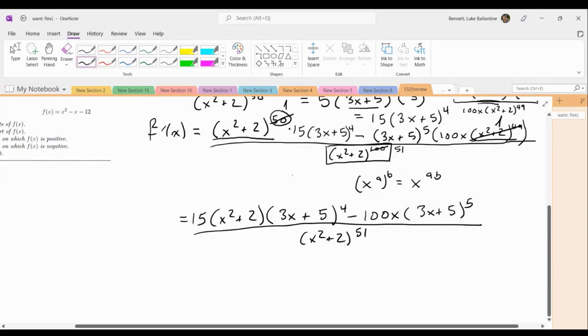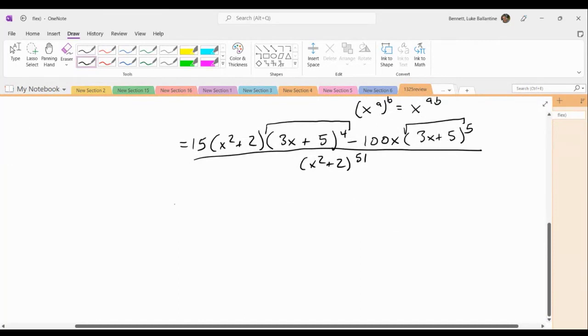Okay, so we have something in this term, and then we have that same thing in the other term. In both terms, we have the same stuff. So we can pull that stuff out. We can factor. We're going to factor out the lowest. You always factor out the lowest power. So we're going to factor out 3x plus 5 to the fourth. And when we factor this out, it's like dividing every term by this thing. So we're going to divide this term by 3x plus 5 to the fourth. Well, then we just have 15 times x squared plus 2 minus, and then we divide this term by 3x plus 5 to the fourth.